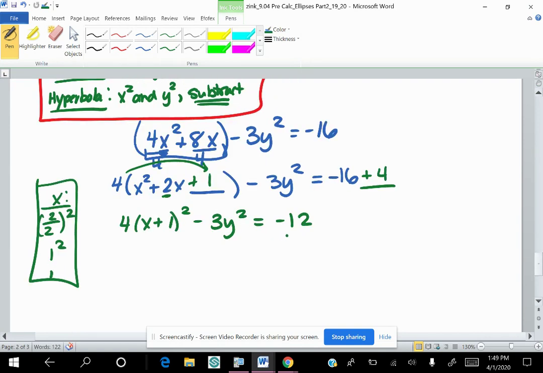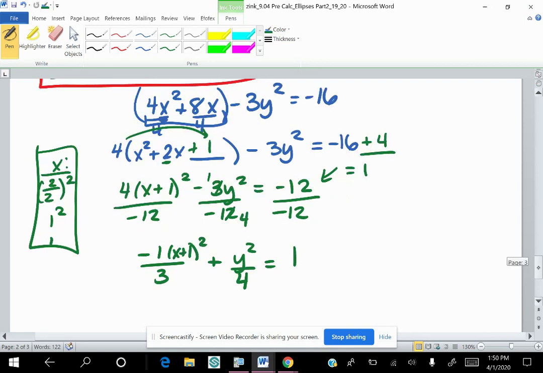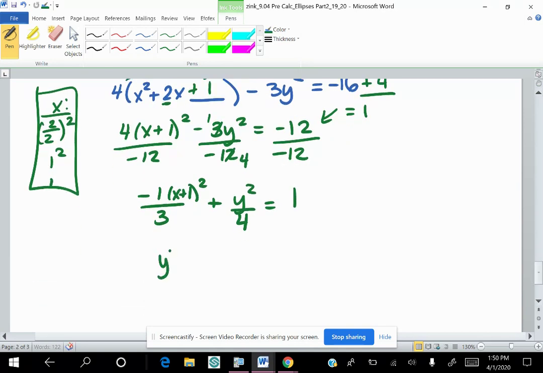And then since this is a hyperbola, you need to remember that standard form has to be set equal to 1. So I'm going to divide everything through by negative 12 and reduce. So 4 over negative 12 gives me negative 1/3. Negative divided by negative is going to be a positive, and 3 goes into 12 4 times. So plus y squared over 4, and negative 12 over negative 12 is 1. And for standard form of a hyperbola, you always want to write the positive one first. So it'd be y squared over 4 minus x plus 1 quantity squared over 3 equals 1 would be your final answer.